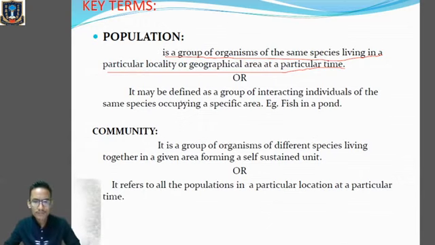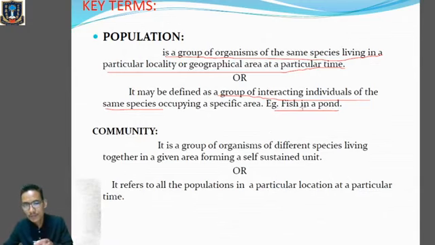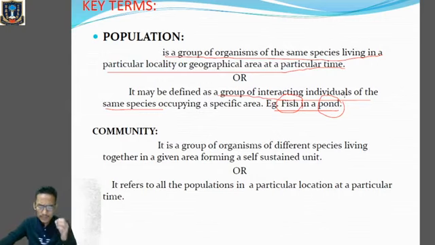Clear? Or we can say that it is a group of interacting individuals of the same species. In a population we will find a group of organisms which belong to the same species, which occupy a particular area at a particular time. Simple example: fish in a pond. In a pond you are finding the group of organisms of the species of fish. So fish make a population which is present in a pond at a particular time.